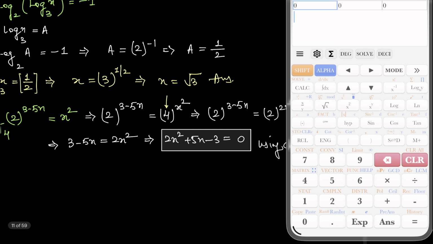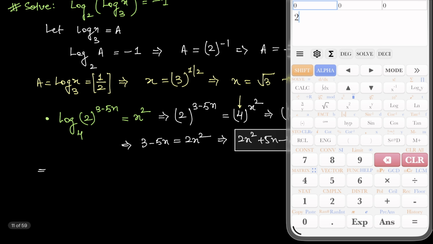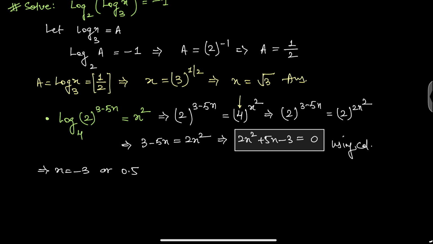So your coefficients are 2, 5 and minus 3. So quickly place them in the calculator: 2, 5 and minus 3. So your answer becomes x is equals to minus 3 or 0.5. So these are the two answers which we are getting for the given question.